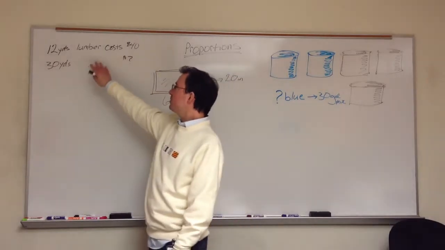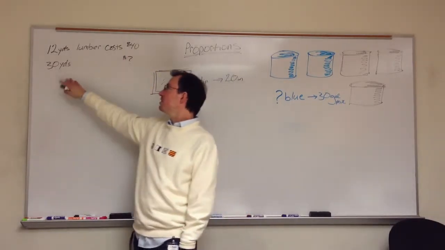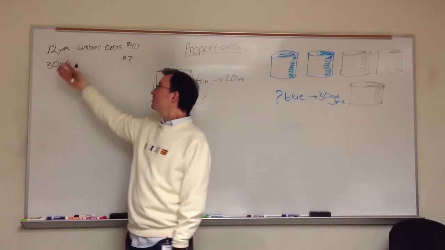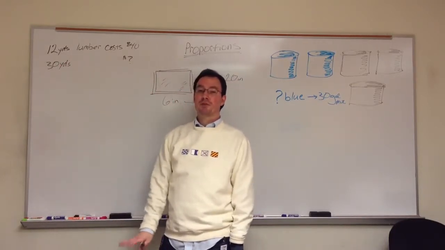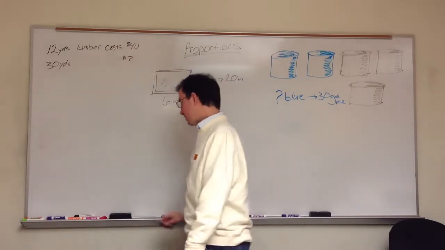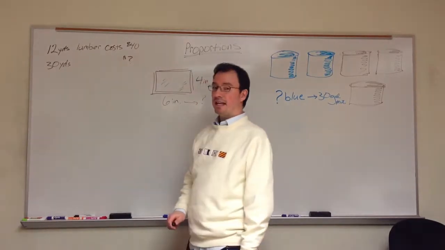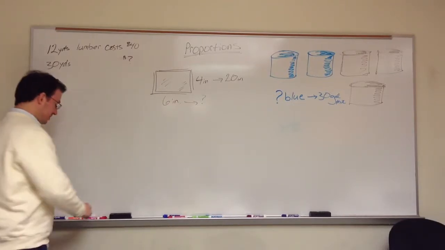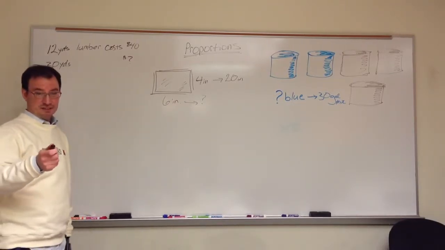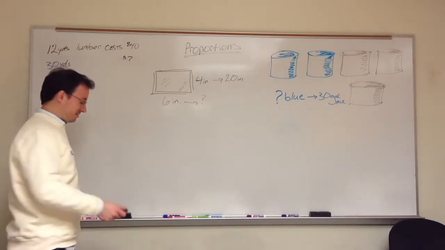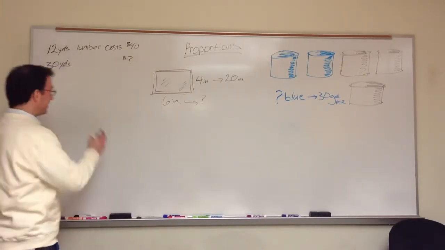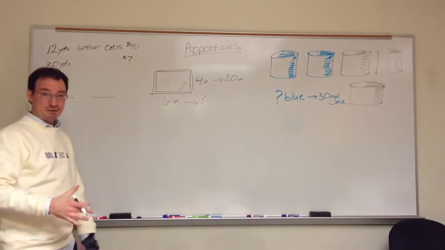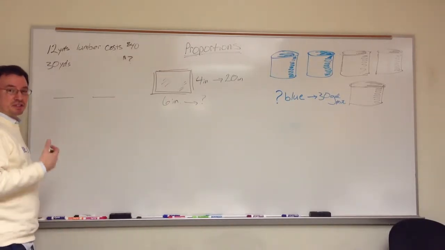So here we have 12 yards of lumber costing $40 and 30 yards of lumber costing, we don't know. We just know that that's how much 12 yards cost, but we don't need 12 yards, we need 30. So what do we do? First off, we do lines and labels. Yes, this is important. Lines and labels. That is the key for proportions, lines and labels.